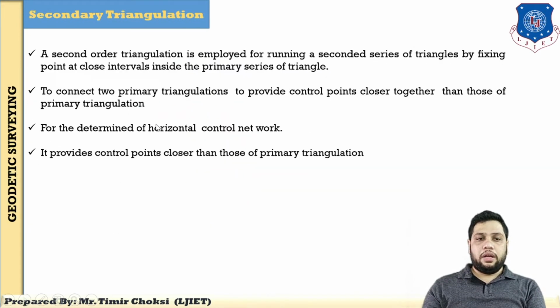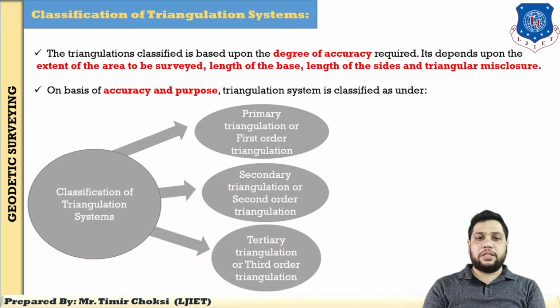So students, the triangulation system is classified based on the degree of accuracy required and depending upon the measured four factors: how much area is to be surveyed, length of the base, length of the side, and the triangulation mesh closure. There are three classification bases of the accuracy and requirement, meaning purpose. So there are three classifications. One is primary, which you also call first order triangulation, secondary or second order triangulation, and third is tertiary or third order triangulation.